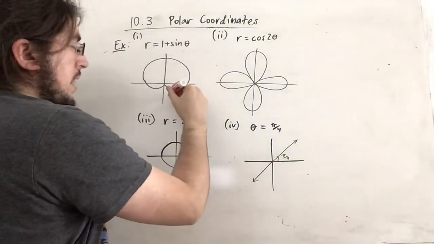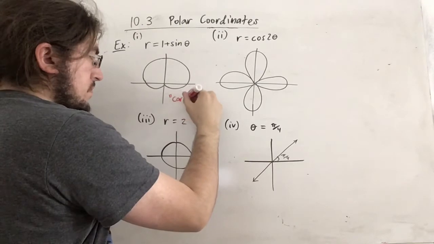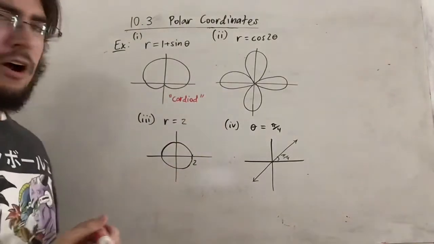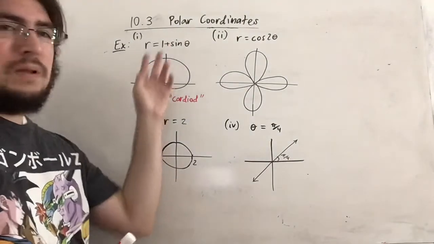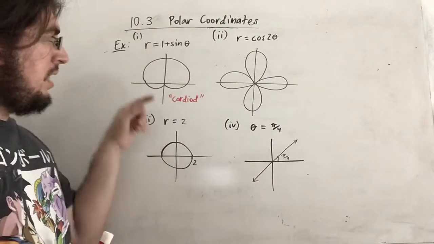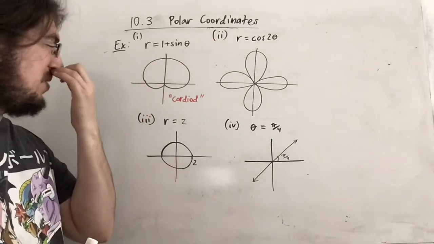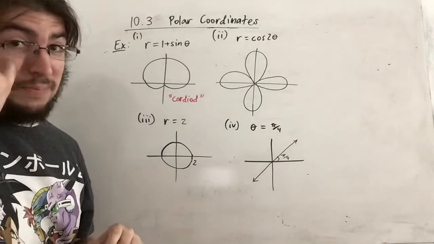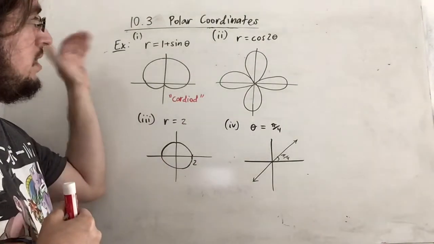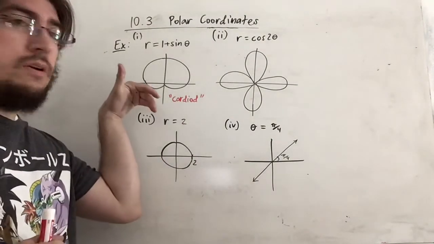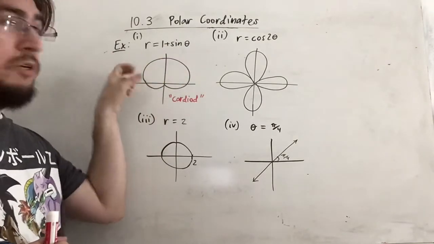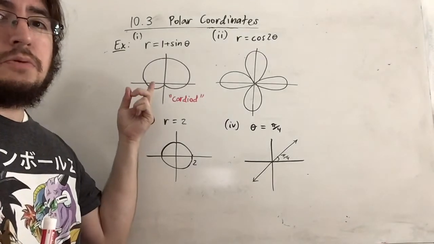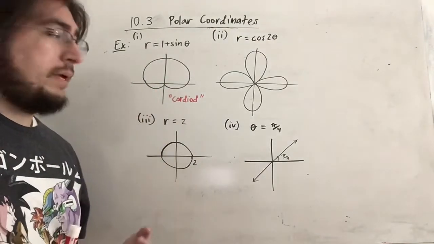This here is known as a cardioid, I guess because it kind of represents a heart. That's 1 plus sine of theta, so if you graph that, you'll get this. If you graph this by hand, you start with theta equals 0, plug that in to get a certain radius, and then continue as far as you need until you wrap back around.